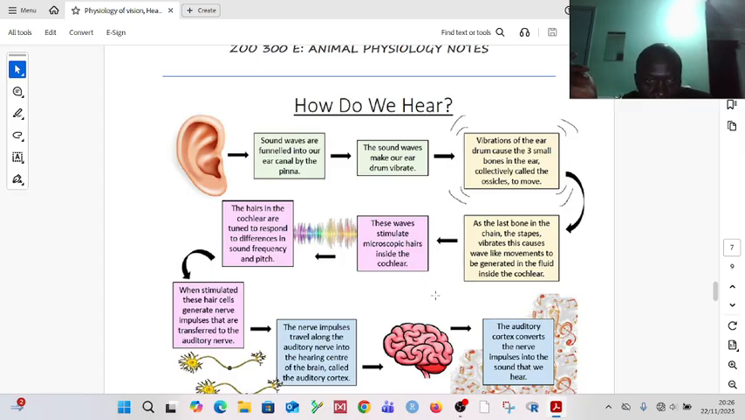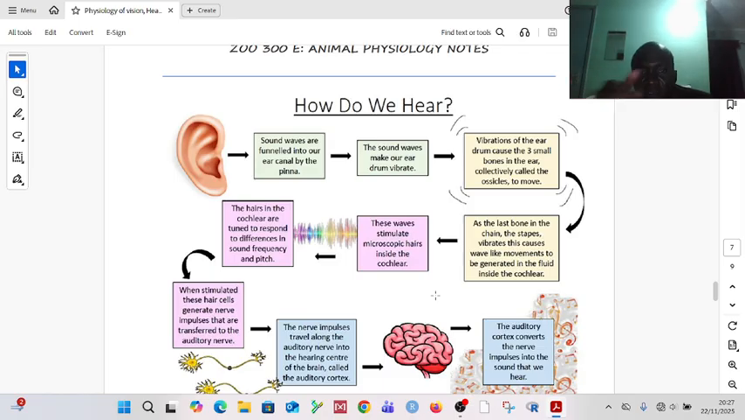Okay? So sound from outside enters your ears, gets trapped by the pinna, and passes through the ear canal. When it goes inside, it causes the eardrum to vibrate. As the eardrum vibrates, it makes the three bones, the ossicles, all of them vibrate. As the last bone, the stapes, vibrates, the vibration of the stapes makes the fluid found inside the cochlea vibrate and move, so that the fluid moves.